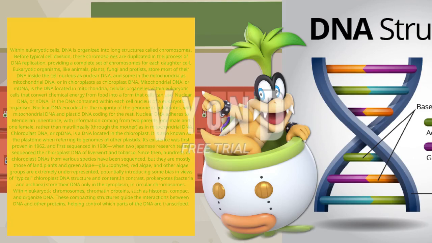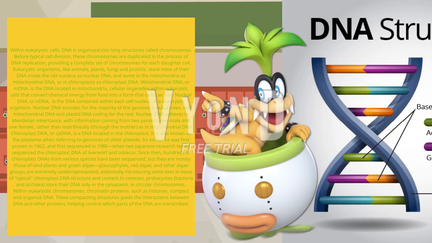Within eukaryotic cells, DNA is organized into long structures called chromosomes. Before typical cell division, these chromosomes are duplicated in the process of DNA replication, providing a complete set of chromosomes for each daughter cell. Eukaryotic organisms, like animals, plants, fungi and protists, store most of their DNA inside the cell nucleus as nuclear DNA, and some in the mitochondria as mitochondrial DNA, or in chloroplasts as chloroplast DNA.